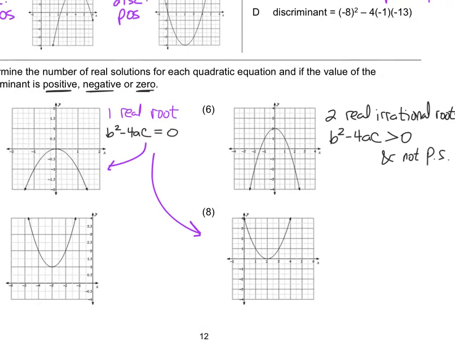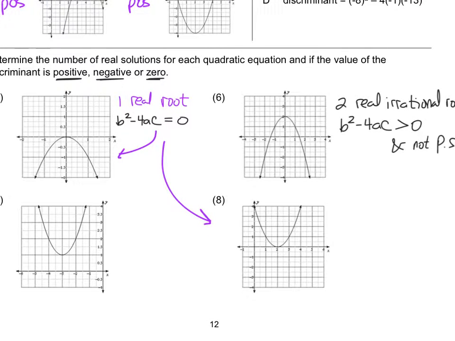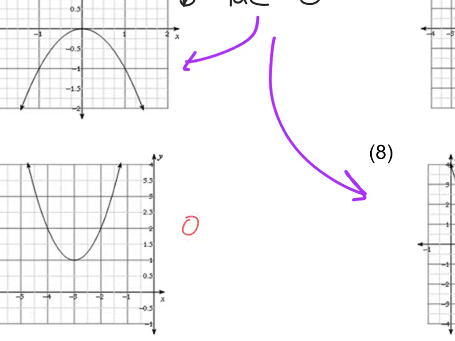All right, so the last one that we're going to do is I think the easiest one. How many roots? None. 0 real roots. b squared minus 4ac, the discriminant, what's going on there? Positive, negative, or 0? Negative.